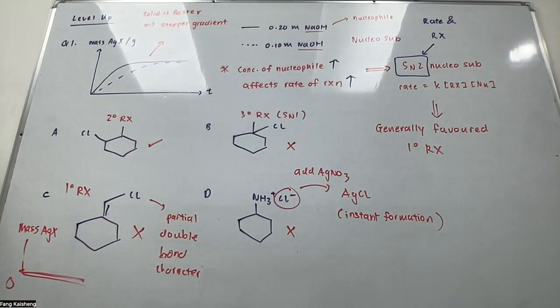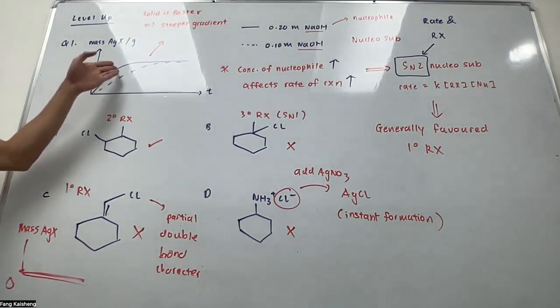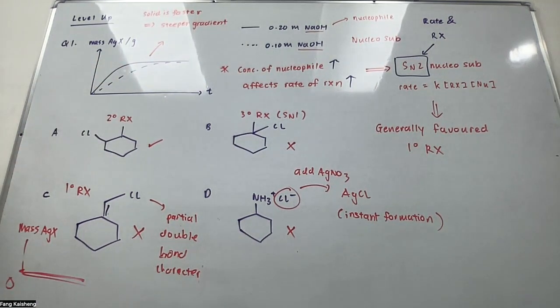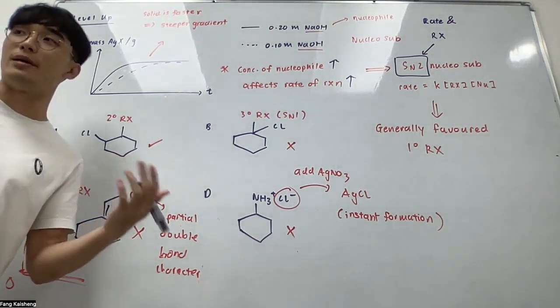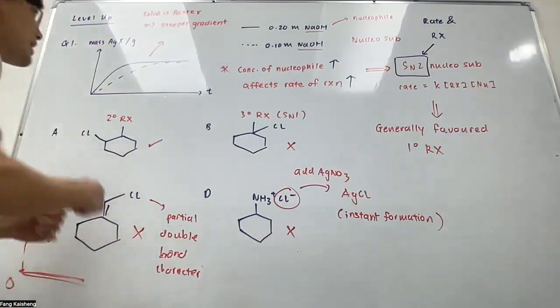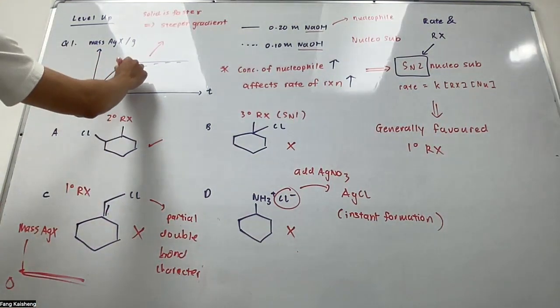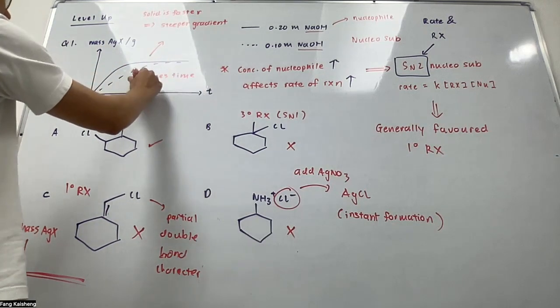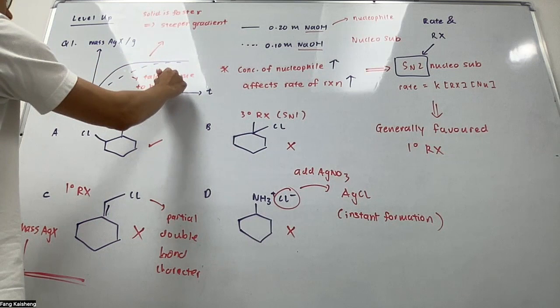Guys, you have to ask yourself, why does this take time in the first place? Because it needs to break the bond. Guys, is the C-Cl bond strong or weak generally? Strong. It's rather strong compared to bromine or iodine, right? So obviously it needs time. So go back to the graph. I need you to annotate this. It takes time to break the C-Cl bond.